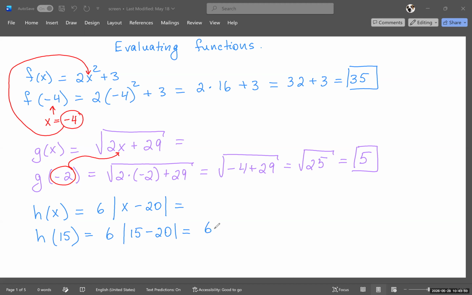Treat the absolute value bars almost like a parenthesis, so you have to do stuff inside the absolute values first before you can do any other calculations. So 15 minus 20, that's -5. And then the absolute value of -5 is just 5. So overall, it's 6 times 5, which is 30.